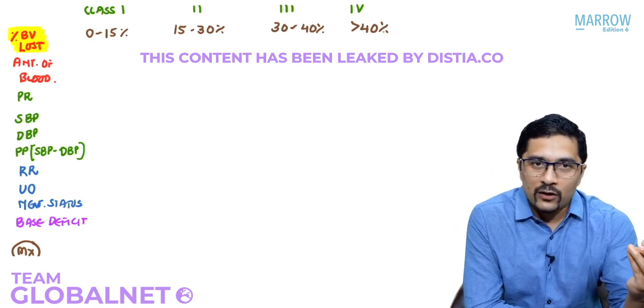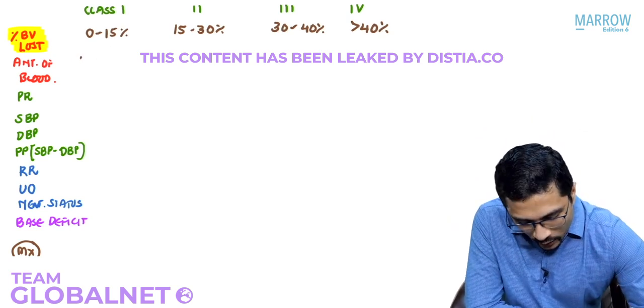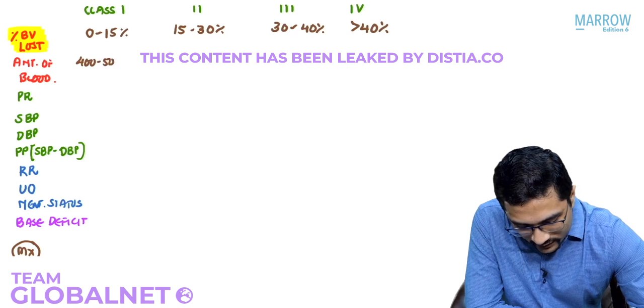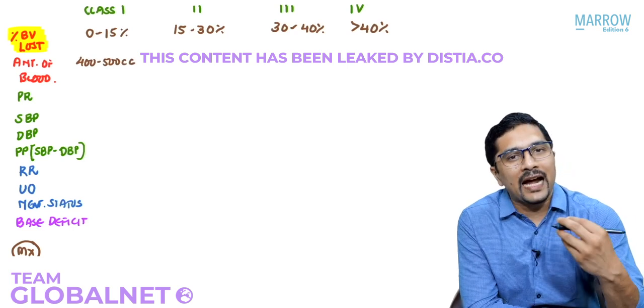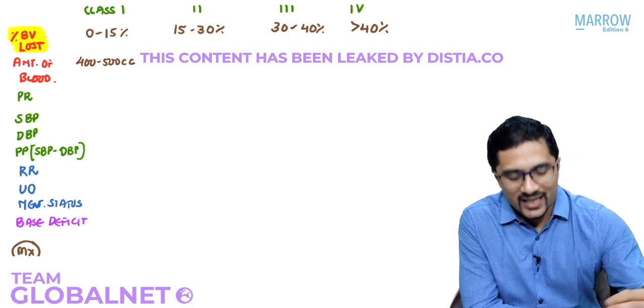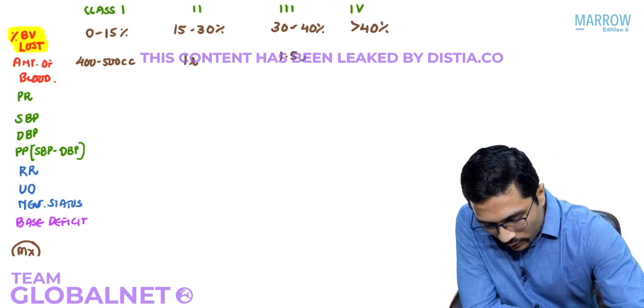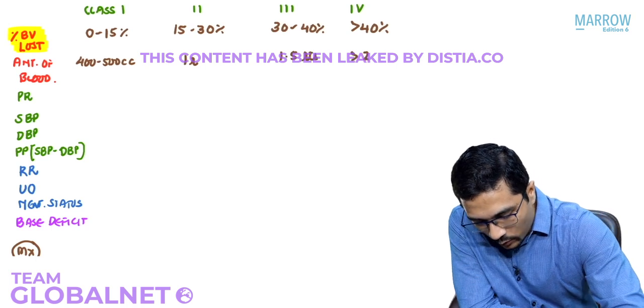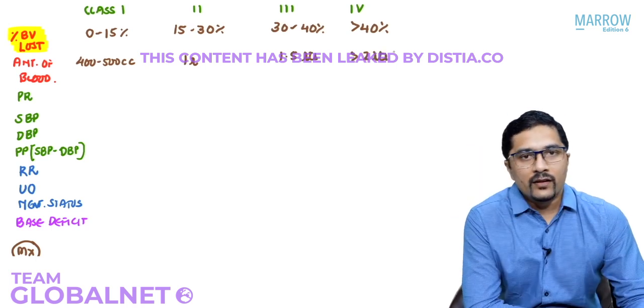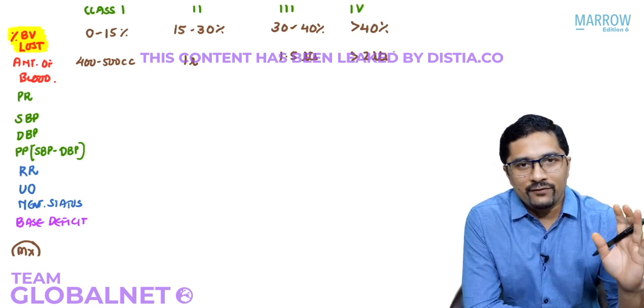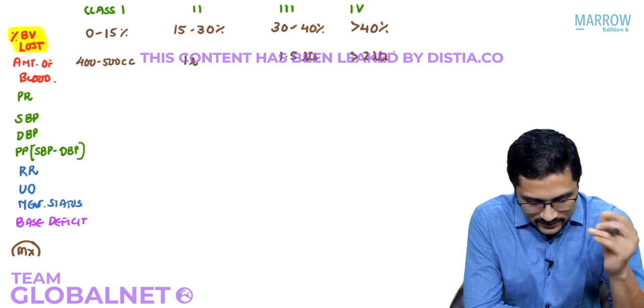Now again, the amount of blood loss, this is approximately 400 to 500 cc, and you just keep on adding 500 to each class. So this is going to be 1 liter, this is going to be close to 1.5 liters, and this is more than 2 liters. Right? So just keep on adding 500, 500 in each class.